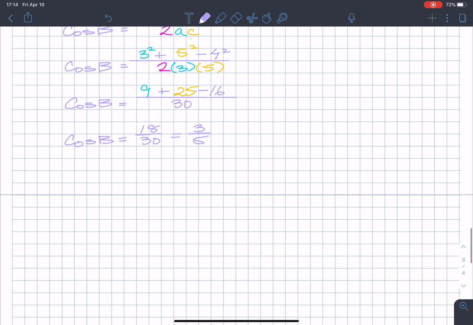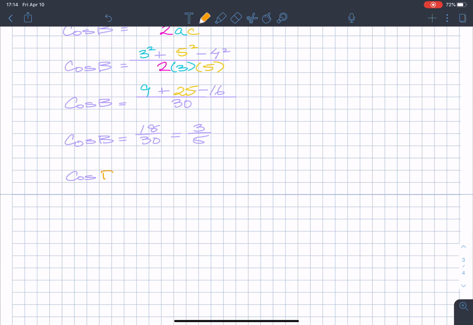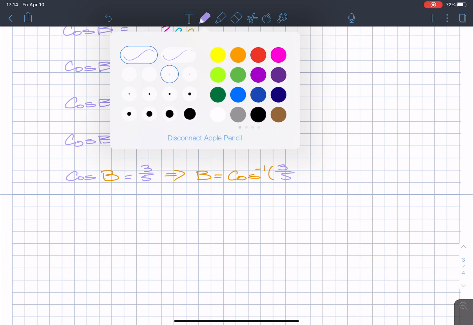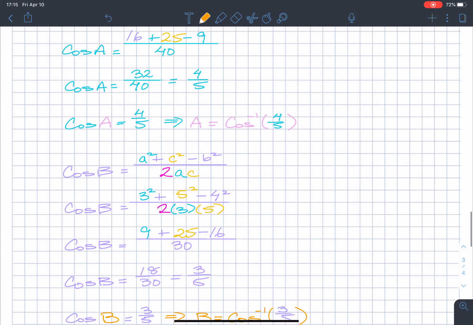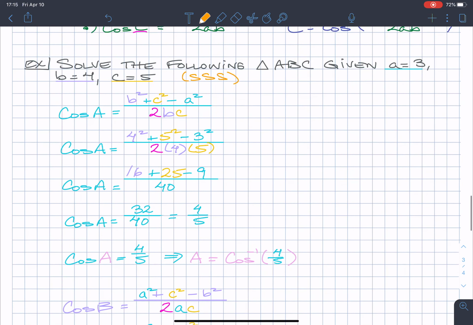So we have that cosine of angle B, what color should I use for B? Have I already used orange? No. Cosine of angle B is equal to 3/5. So what that means then is that angle B will be inverse cosine of 3/5. Did I mess up the color scheme again? Ah, well, whatever. Okay, so now we just need to find angle C.